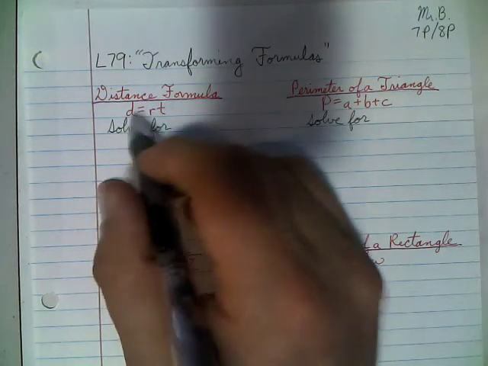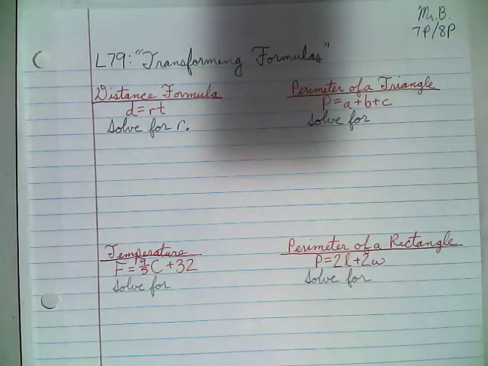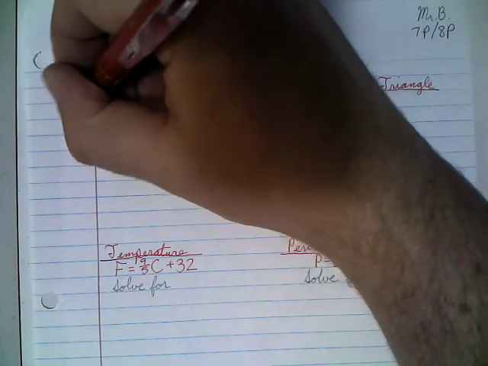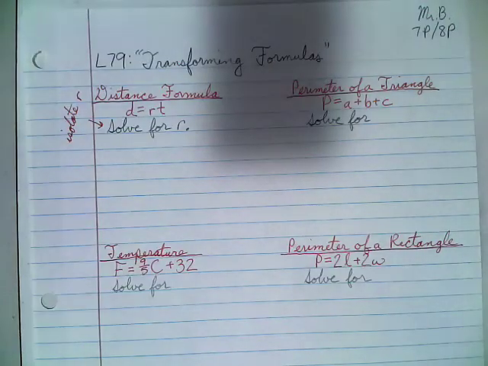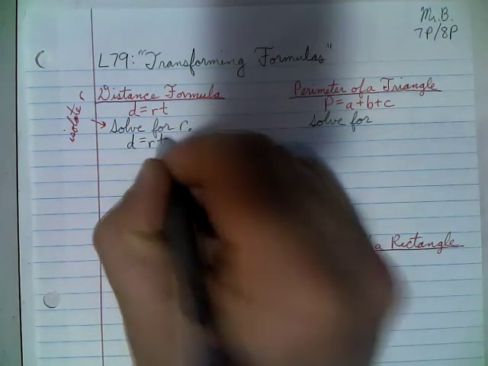I want to take this and I want to solve for R. Another way that we can say this is we want to isolate R, meaning that we want it to say R equals. We want R to be the only thing on its side of the equation. So with that being said, let's go ahead and do this.